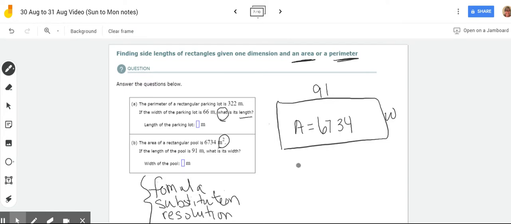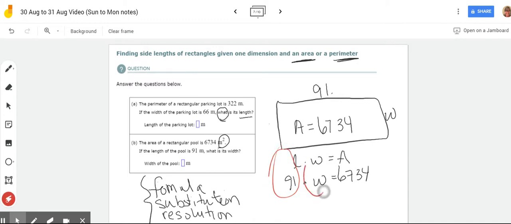So you would go length times width of a rectangle equals the area. What's the length? 91. What's the width? We don't know. What's the area? 6734. Do you see what I did? I plugged them in vertically so we can read. The length is 91, the width is unknown, the area is this. It keeps your brain in line. So you get 91W equals 6734, and you divide and you will have your width. Okay, moving on.